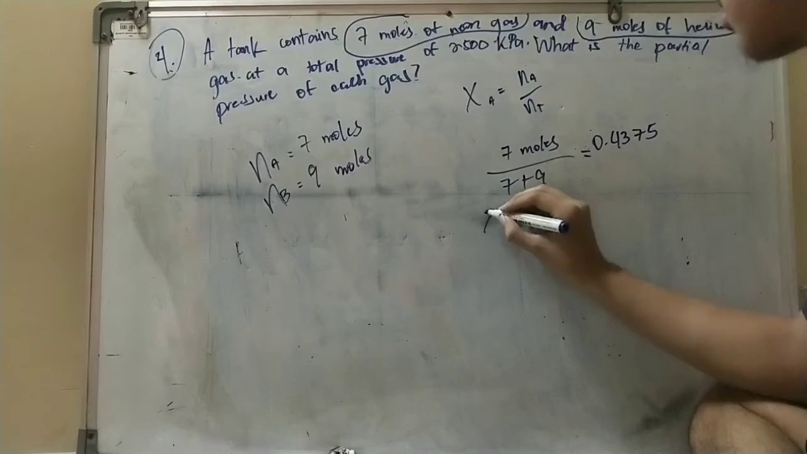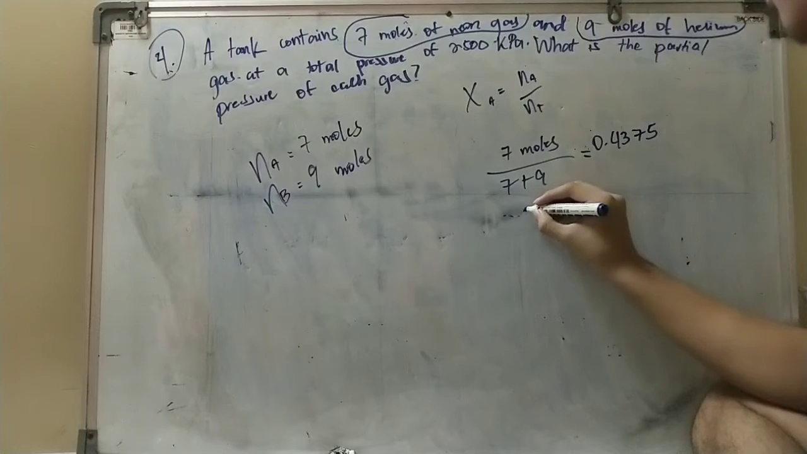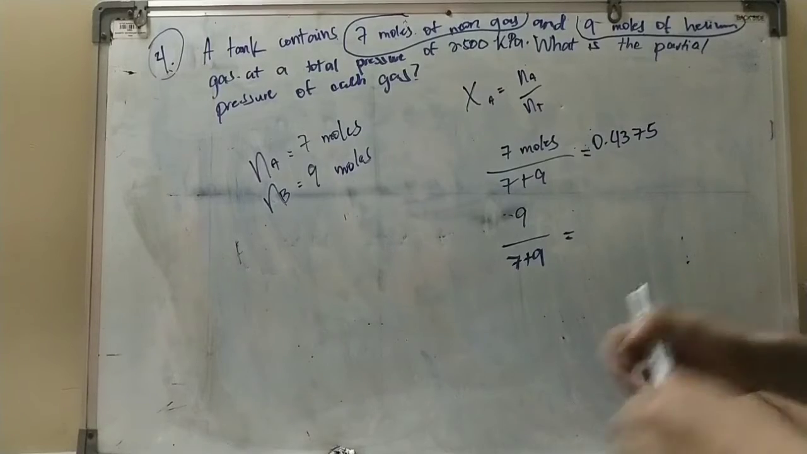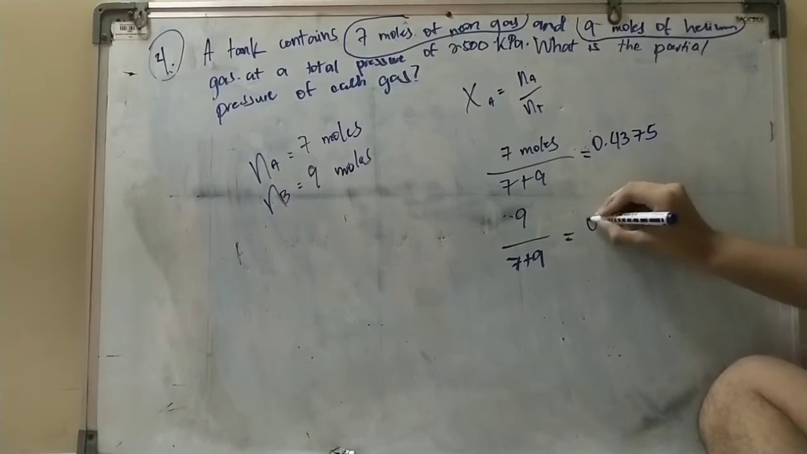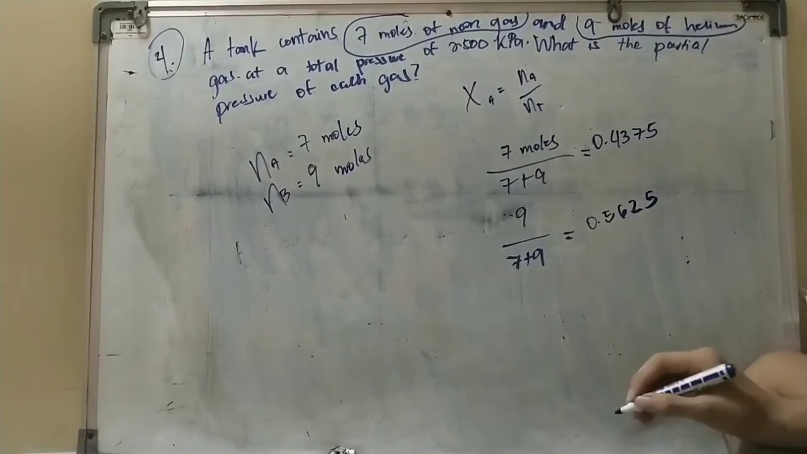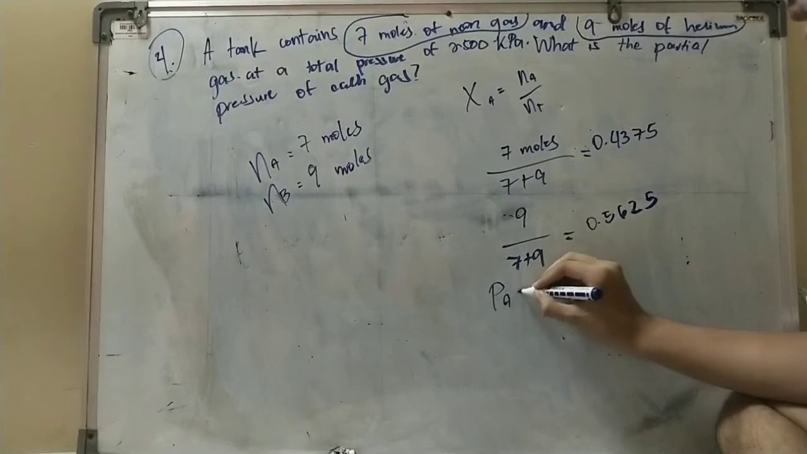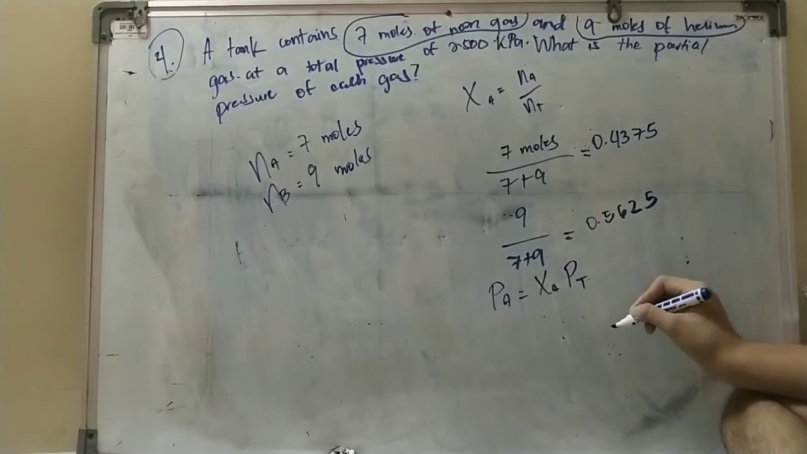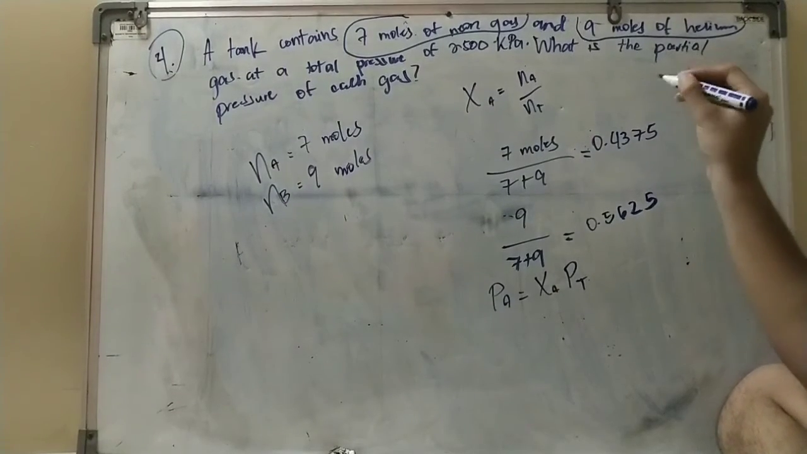We then use the formula on B. Just replace A with B. So 9 over 7 plus 9 is equal to 0.5625. After that, we use this formula, which is PA is equal to XA times P total. So, we're just going to multiply it with the total pressure in this equation.